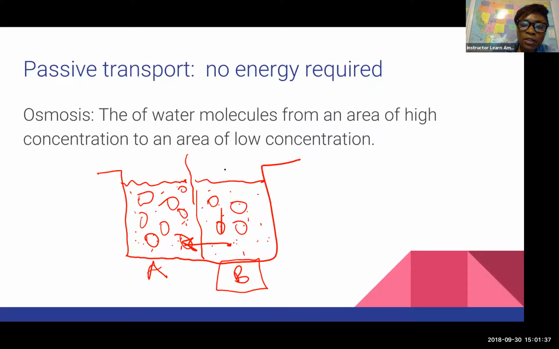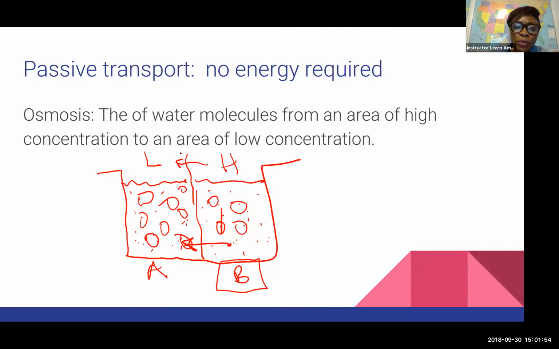I'm expecting it to go from an area of high concentration of water into a section of low concentration of water. That's what I'm expecting based on the definition of diffusion. So we're talking about osmosis. We're looking at the water molecules in the solution.